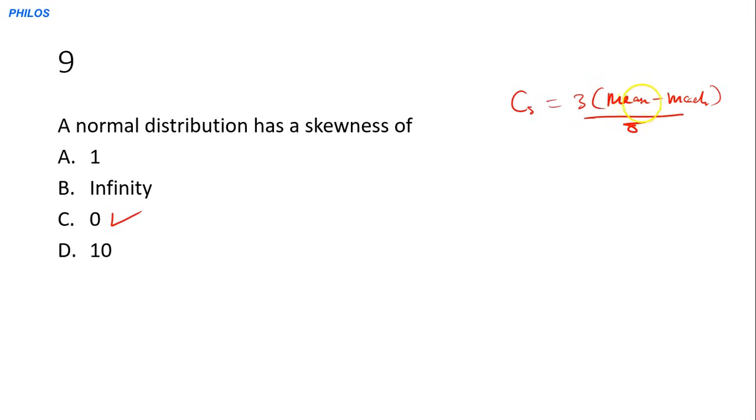Let's say the mean is 45 and the median too is 45. 45 minus 45 is 0. 0 times 3 is 0, and 0 divided by standard deviation is 0. So you definitely get a 0. So the answer is C. So let's proceed to the next question.